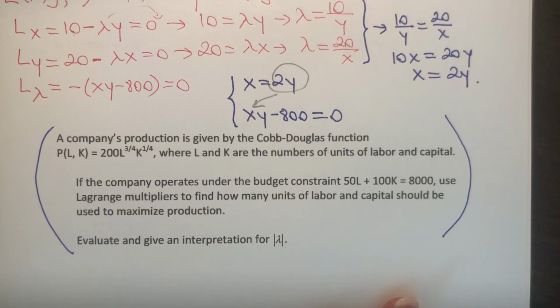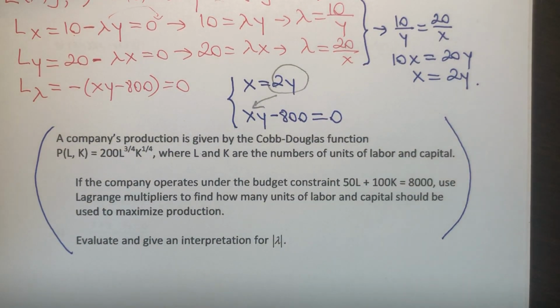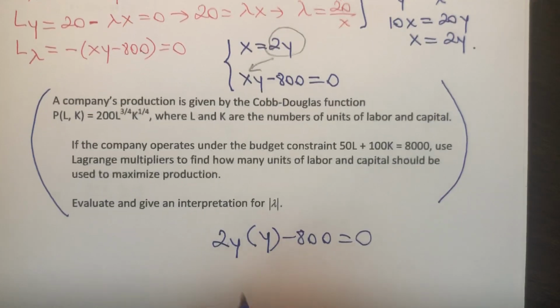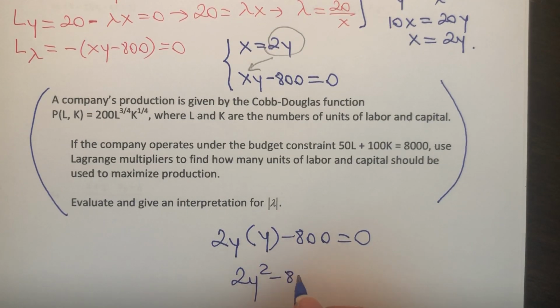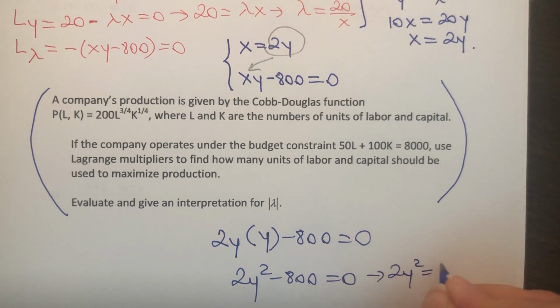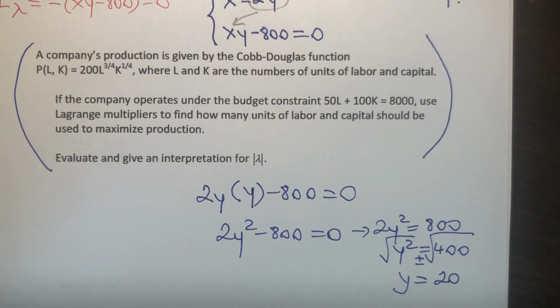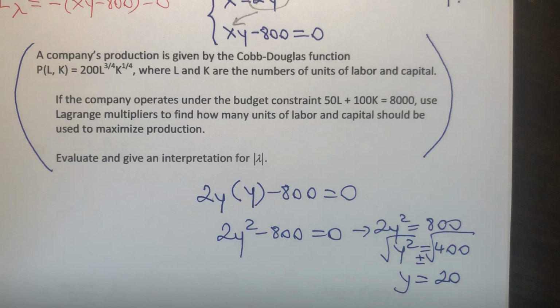So jump over this. We'll solve this problem on a separate piece of paper. So instead of x, I write 2y times y minus 800 is equal to 0. So 2y squared minus 800 is equal to 0. So 2y squared is 800. So y squared is 400. Take the square root on both sides and just keep the positive value of it, right? Because it's a side in a rectangle, so it cannot be negative.